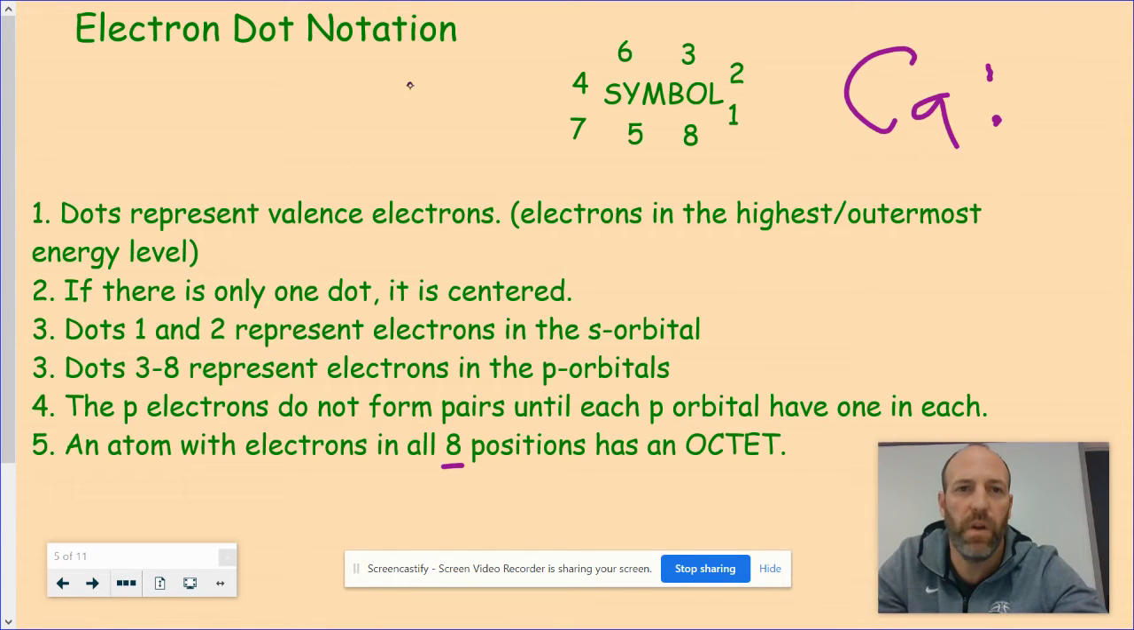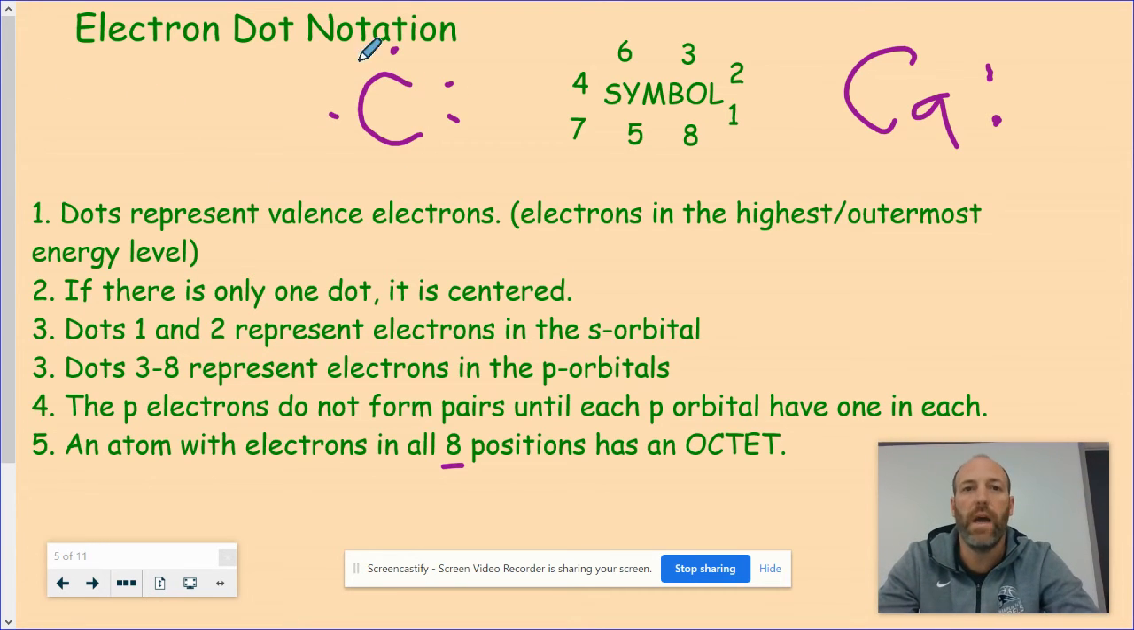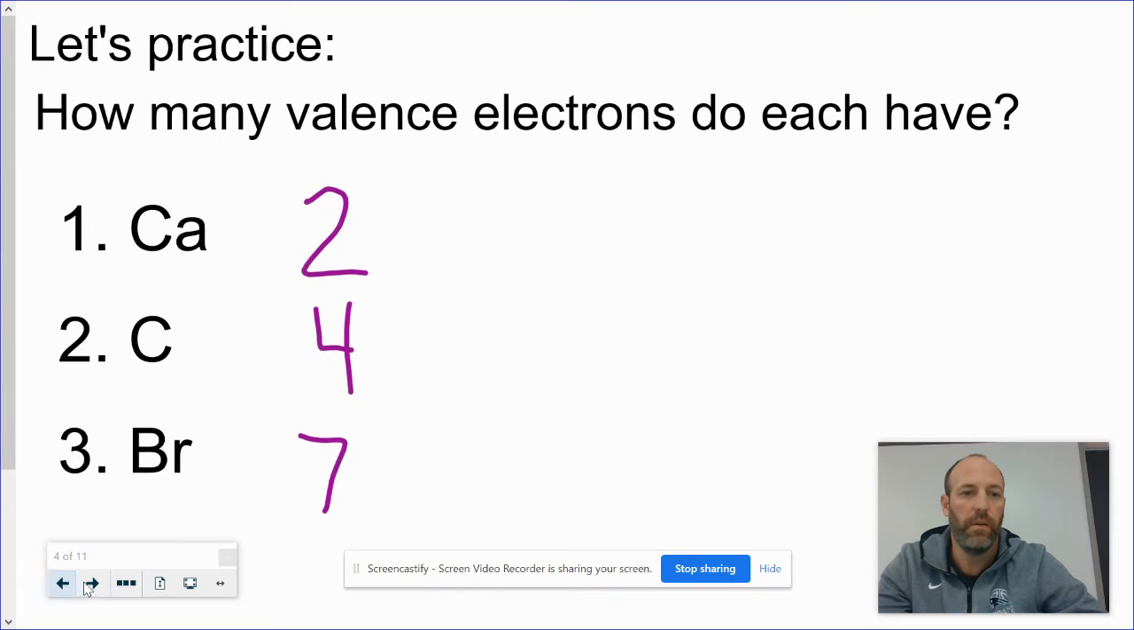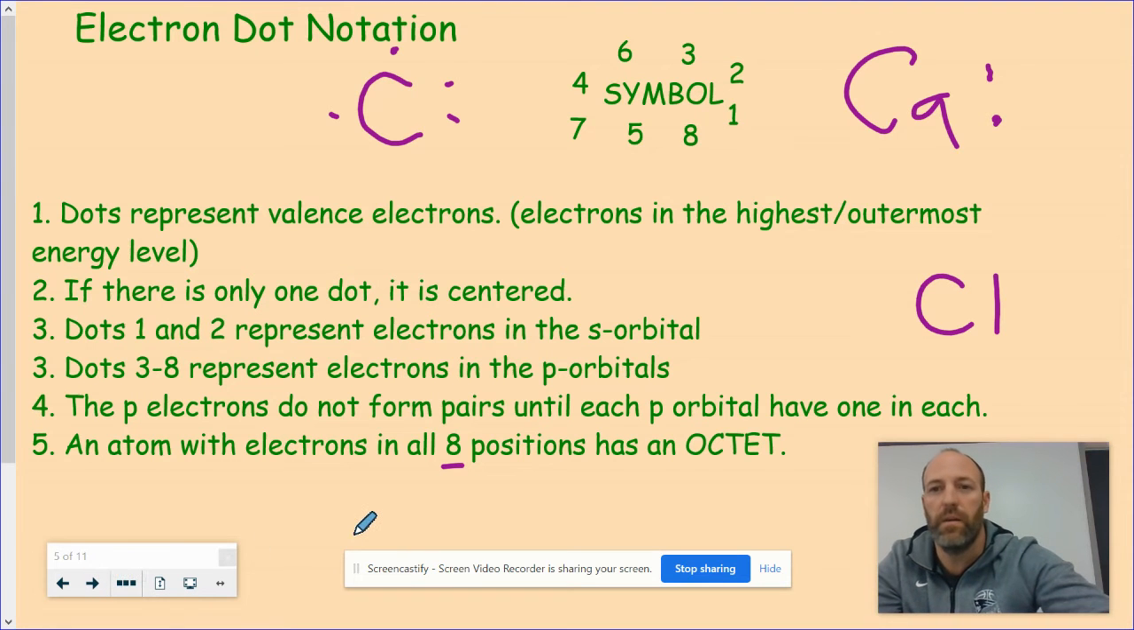The next one we did was carbon, so carbon would be there, and by what we're giving you today, we would just go 1 dot, 2 dot, 3 dot, 4 dot. There's 4 dots because there's 4 valence electrons. And the last one I have is chlorine. Chlorine had, I think it was chlorine. Oh, just kidding. Bromine. Guess it doesn't matter.